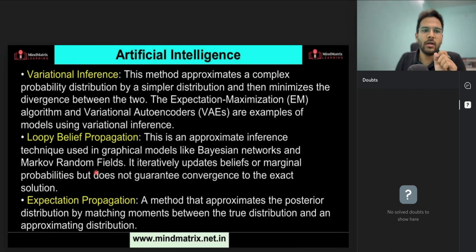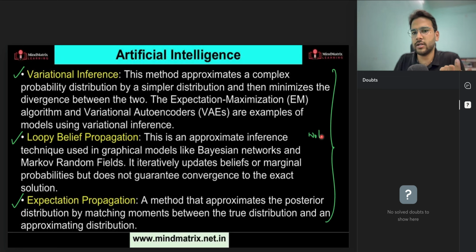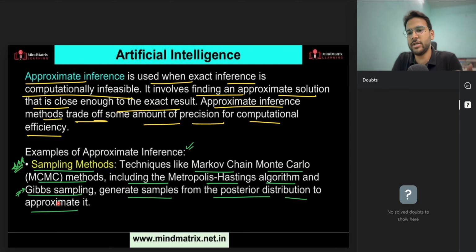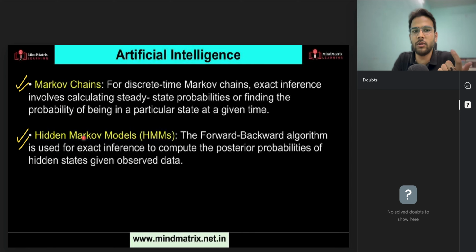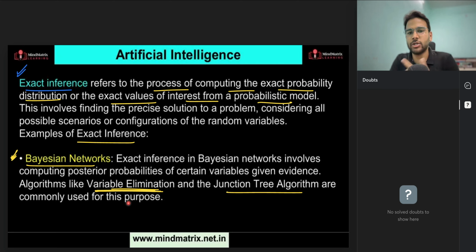Again, there are other methods also for approximate inference, that is variational inference, loopy belief propagation, expectation propagation. But again, these are not in your syllabus. So you can be relaxed. I have just mentioned this on the slide so that you should be aware that these things are also there. That is the only reason why I've added this. Otherwise I could skip it and directly mention the sampling methods that we were talking about and variable elimination.